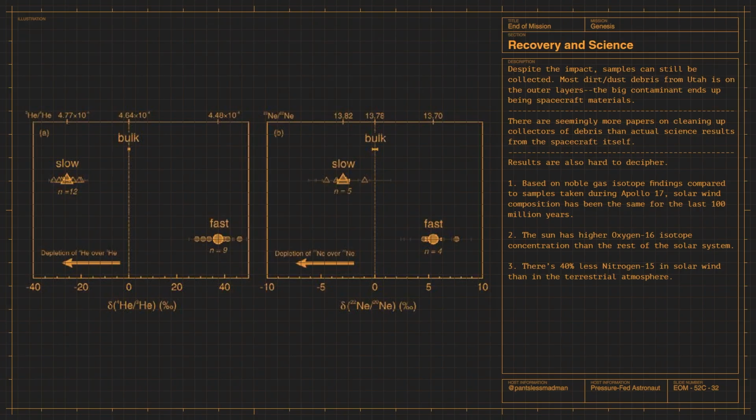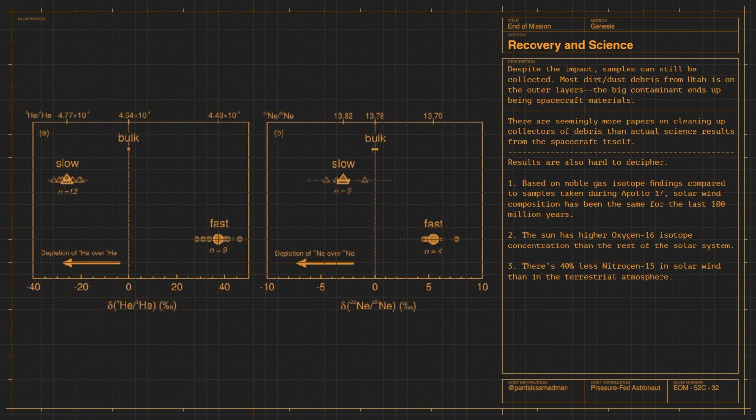So the results are hard to read. They look like this. It's a lot. It's about isotope ratios because it's samples of solar wind. So result 1 is based on noble gas isotope findings compared to samples taken during Apollo 17. Solar wind composition has been the same for roughly the last 100 million years. Okay. So that's good.